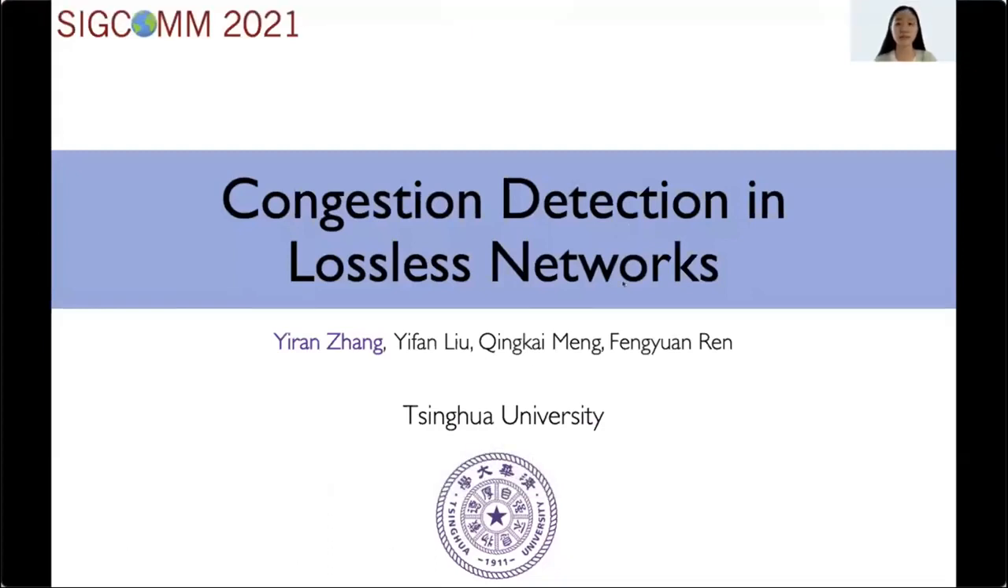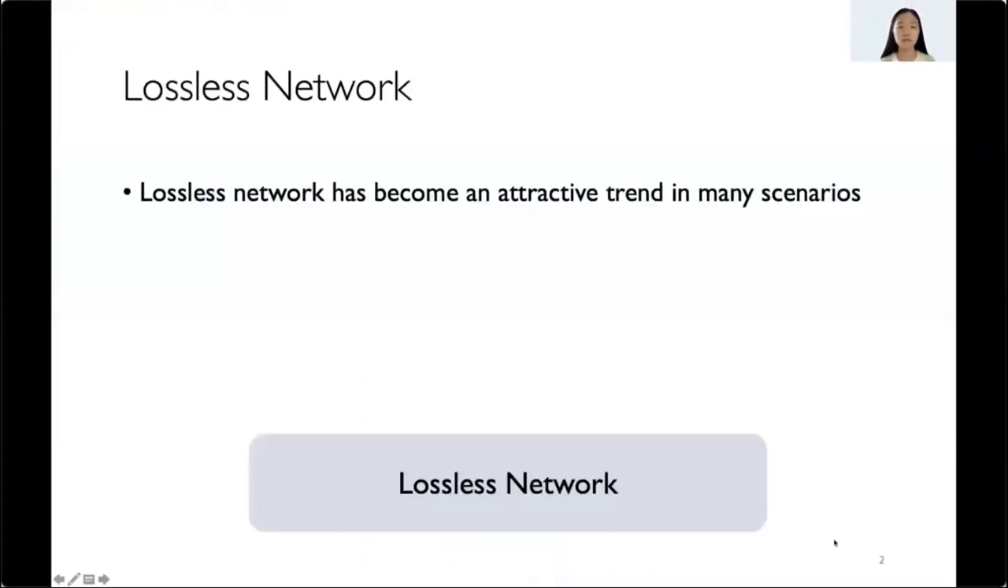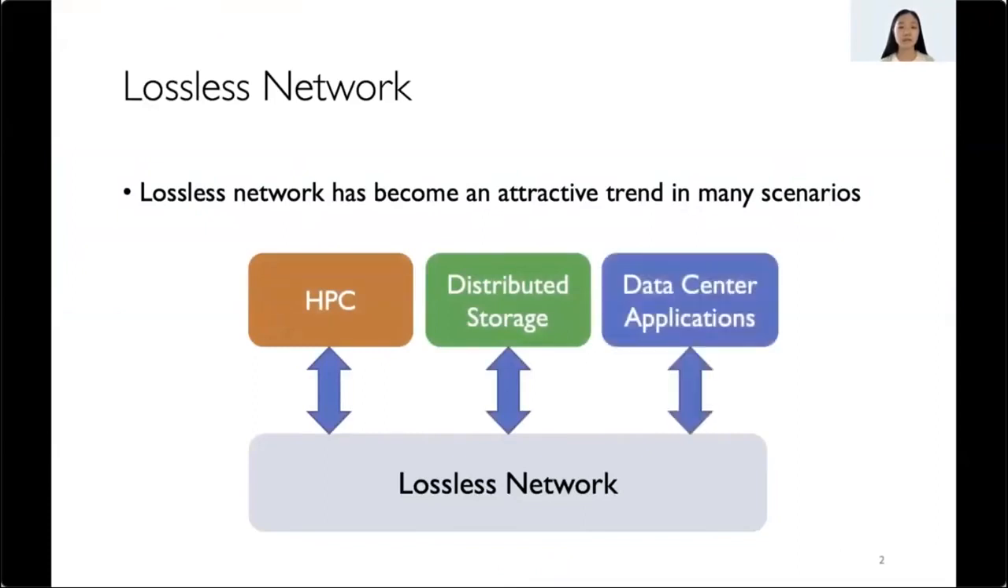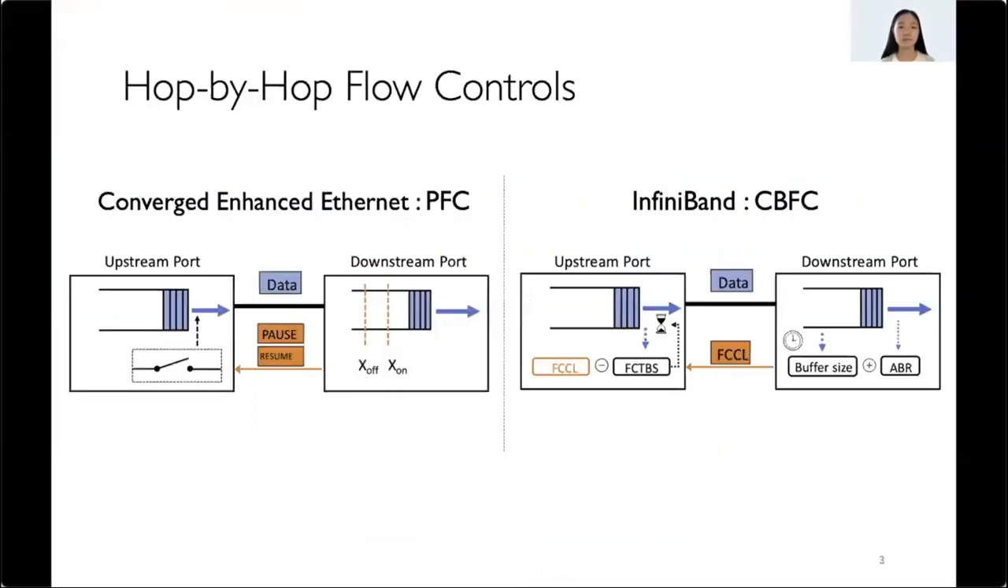Hi everyone, I'm Yiran Zhang from Tsinghua University. Today I will talk about our paper, Congestion Detection in Lossless Networks. Nowadays, with the advantages of zero packet loss and low latency, lossless networks have become an attractive trend in many scenarios, such as high-performance computing, distributed storage systems, and cloud data centers.